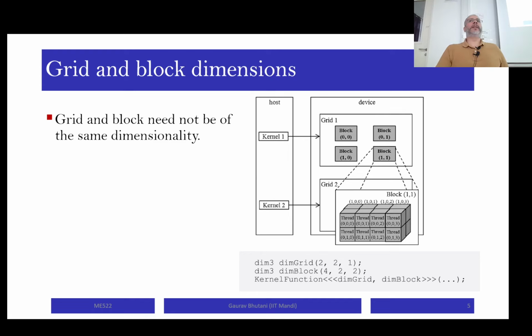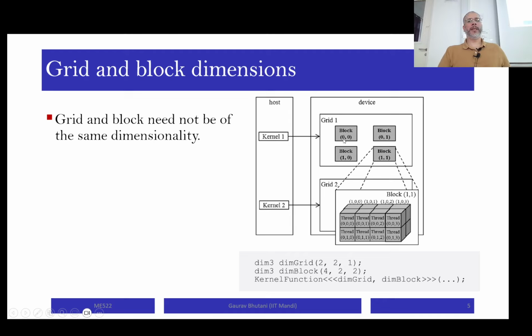Now, one interesting thing which we don't utilize a lot is that the grids and the blocks can be of different dimensions. A grid is a collection of blocks, and each block is a collection of threads. In the figure on the right, kernel 1 launches a grid, and the grid is two dimensional. You have blocks in the x direction and y direction, so you identify the blocks as 0,0, 0,1, 1,0 and 1,1.